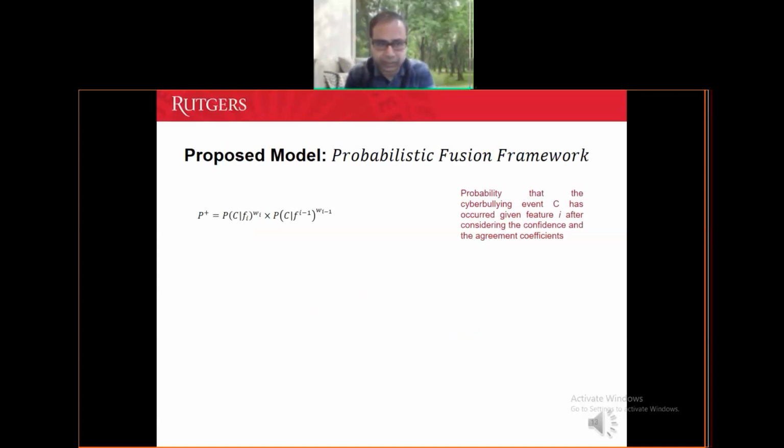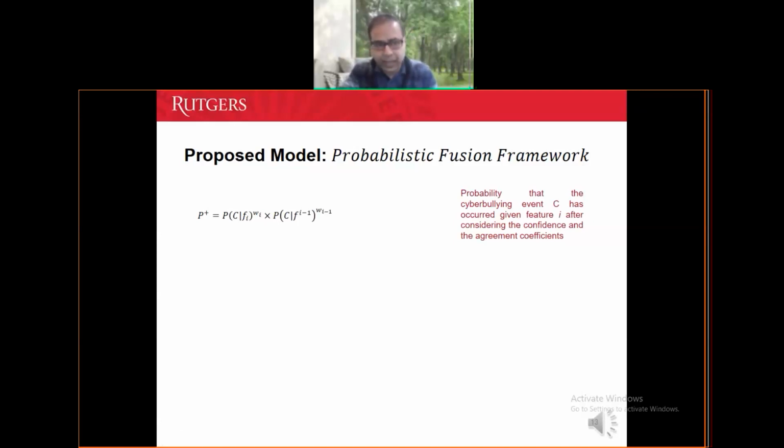Now, if we have all these things in place, we can compute the probability of cyberbullying as follows. So we are collecting the positive evidence for cyberbullying. P plus is the probability of detecting cyberbullying C, given that feature I is whatever it is. So for instance, if the text length is 37 characters, what is the probability of cyberbullying given that text length equals 37? So this is P(C | Fi). And then we raise this to the weight, which I was just talking about, how confident we are in this particular feature. And this weight, mind you, was a combination of accuracy and fairness.